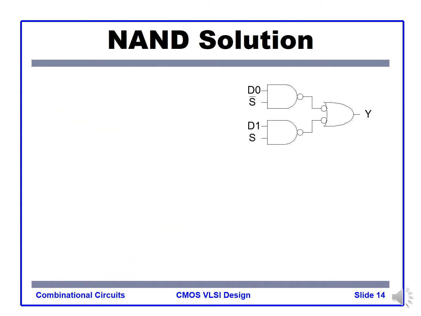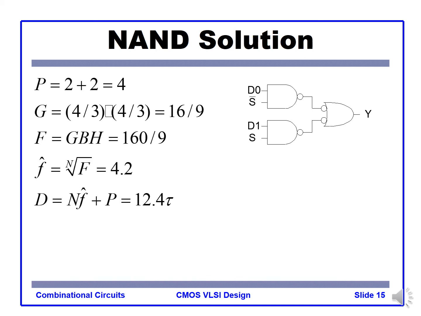First, the NAND gate solution, let's look at it. So parasitic delay is, first one is 2, right? And second one is 2. So total 4 is the parasitic delay. What about the logical effort? Logical effort is 4/3 for NAND gate, so times 4/3, so total path logical effort is 16/9.